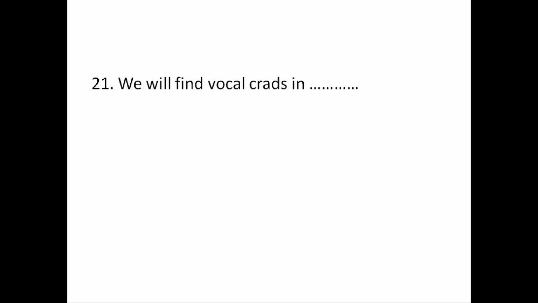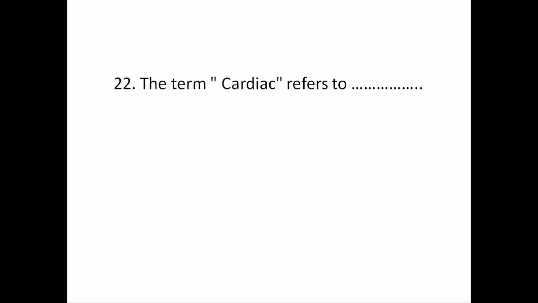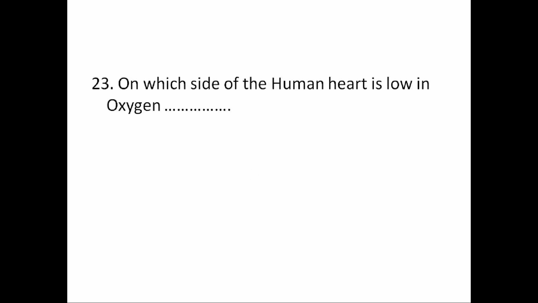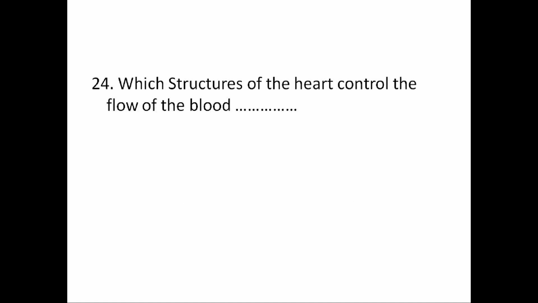We will find vocal cords in the larynx. The term cardiac refers to heart. On which side of the human heart is blood low in oxygen? Right atrium or right auricle. Which structures of the heart control the flow of blood? Valves.